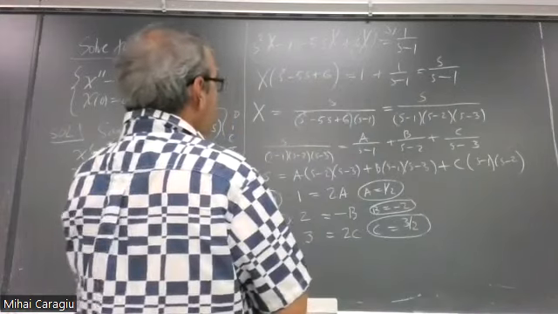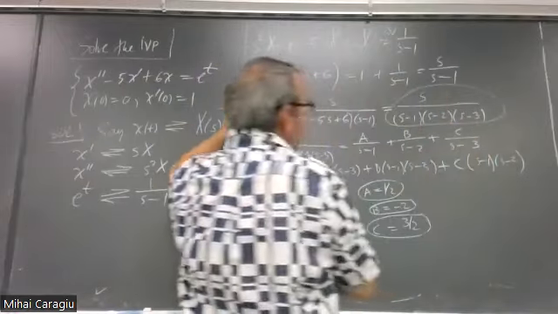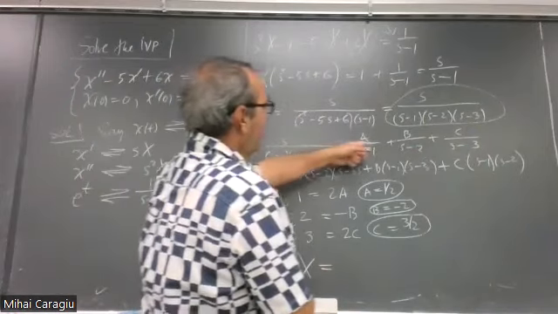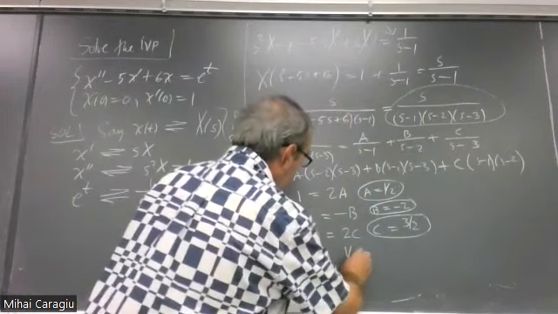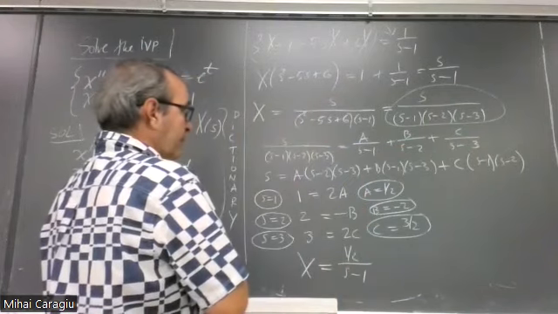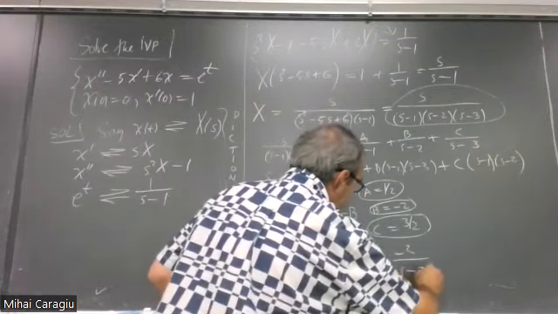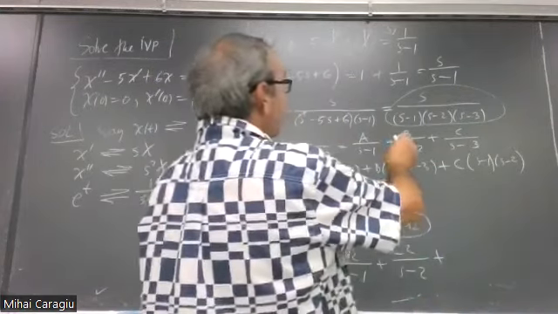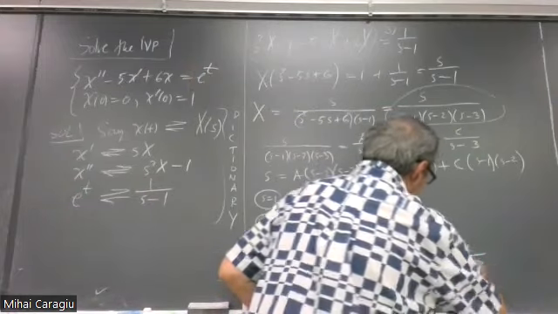Okay, so basically, capital X is s over (s minus 1)(s minus 2)(s minus 3). After using partial fractions, X will be A over s minus 1 plus B over s minus 2 plus C over s minus 3, with A, B, C already found. That is 1 over 2 over s minus 1, plus minus 2 over s minus 2, plus 3 halves over s minus 3.